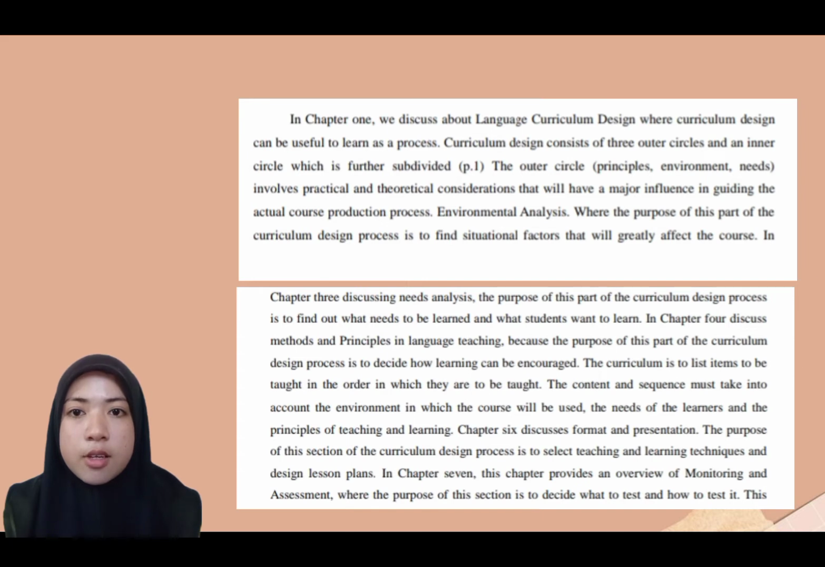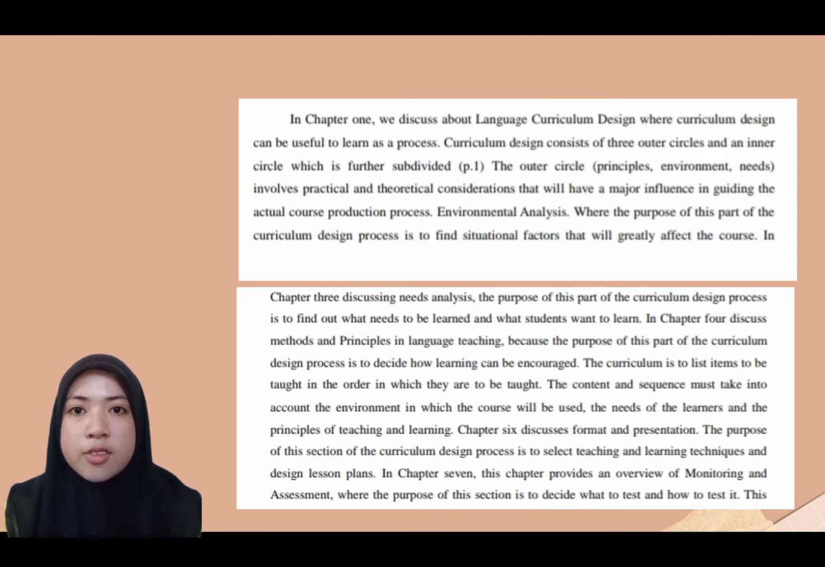In Chapter 3, discussing needs analysis, the purpose of this part of the curriculum design process is to find out what needs to be learned and what students want to learn. In Chapter 4, we discuss methods and principles in language teaching. The curriculum is to list items to be taught in the order in which they are to be taught. Chapter 6 discusses format and presentation.